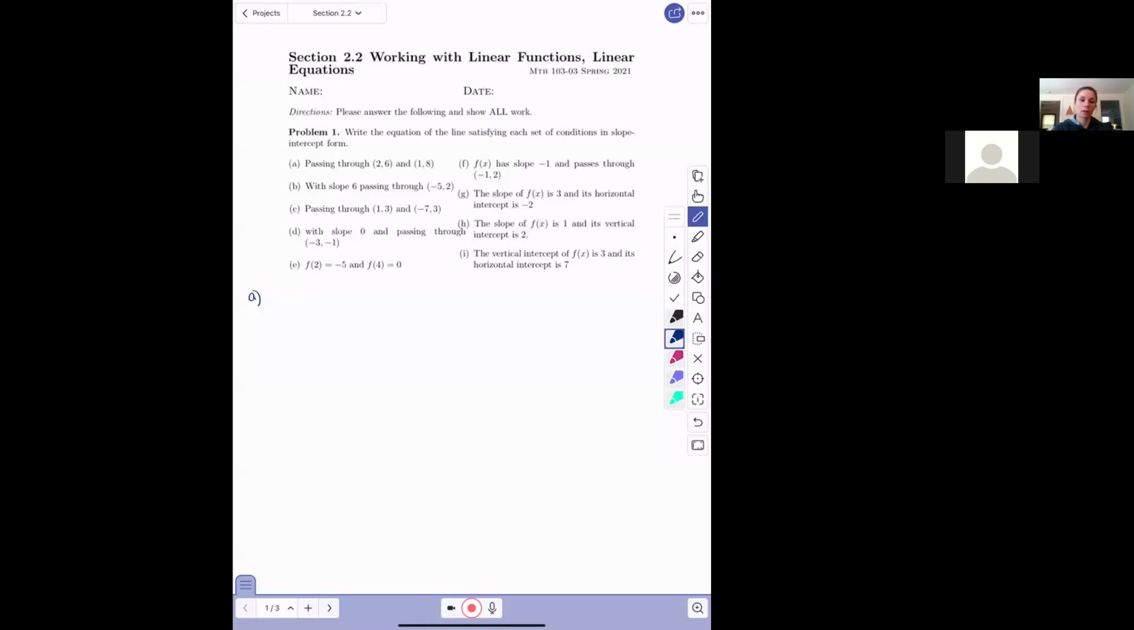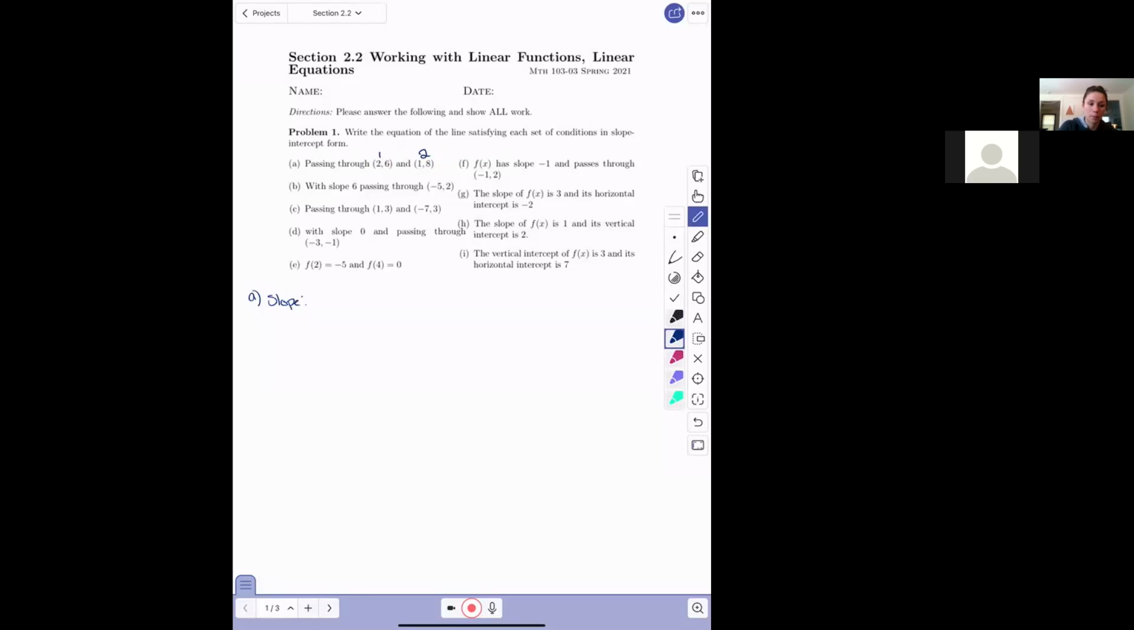Okay. For number 1A, we're given 2 points, (2, 6) and (1, 8). We'll call (2, 6) point A and (1, 8) point B. Remember, in order to make a line, we typically need to find the slope first, and then we can use a point and convert it into slope-intercept form. So to find the slope, I just called this AB, but we're going to call it point 1 and point 2.